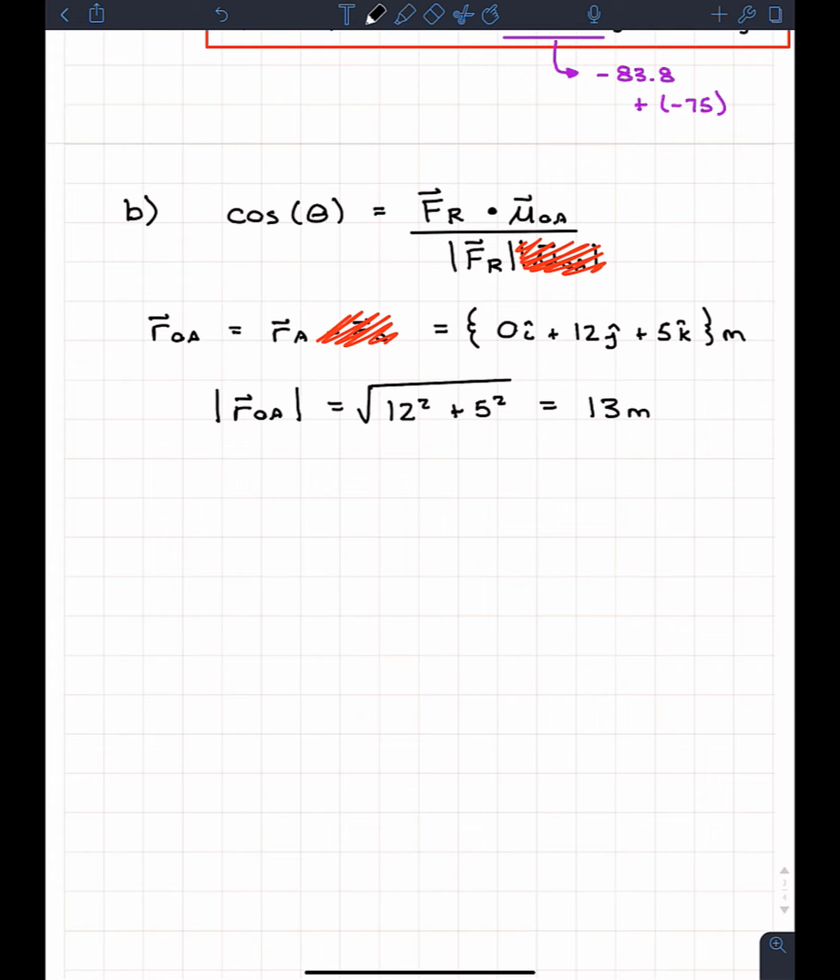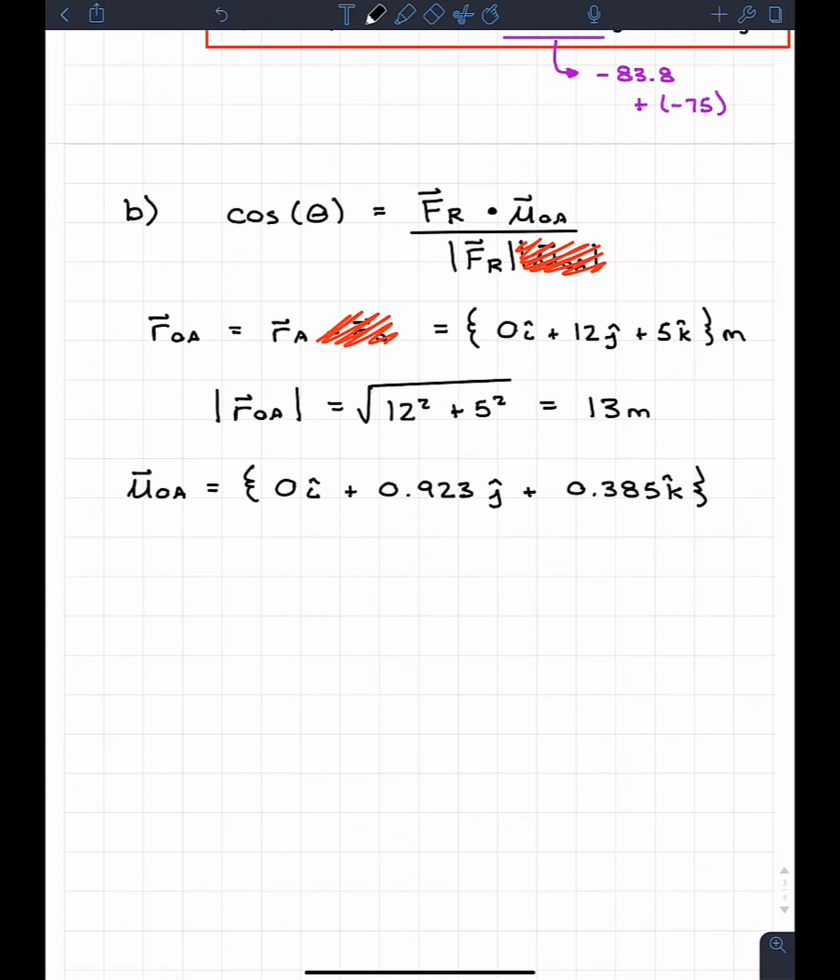So to find the unit vector ROA, we're just going to take all of the components in ROA and divide them by 13. So 0 divided by 13, well, that's going to be 0i. If we go 12 divided by 13, what we get is 0.923, so plus 0.923 in the j. And finally, the last one's going to be 5 divided by 13, which is 0.385, in the k direction. And this will be a unit vector, so they have no units.